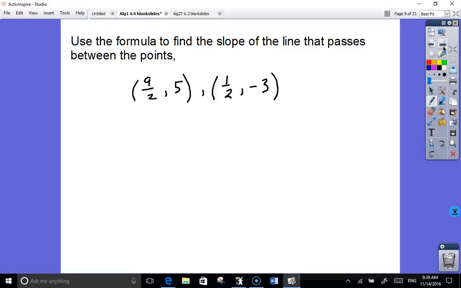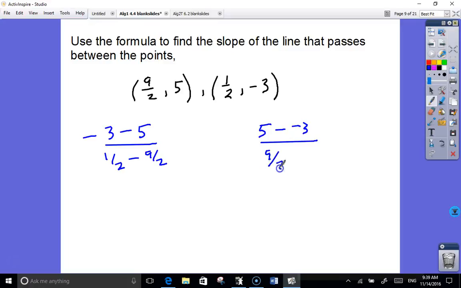Does it matter which one is x? In the end, it doesn't, as long as you're consistent in the way you subtract. Somebody might say, I'm going to do -3 minus 5 in the numerator, and 1/2 minus 9/2 in the denominator. But somebody else might have reversed the order and had 5 minus -3 divided by 9/2 minus 1/2.